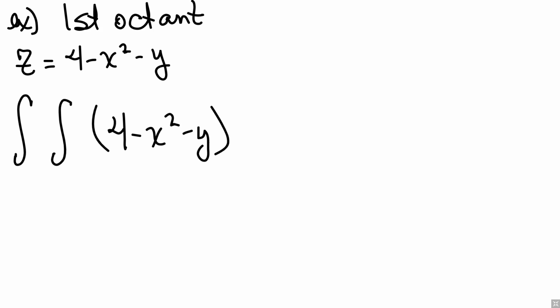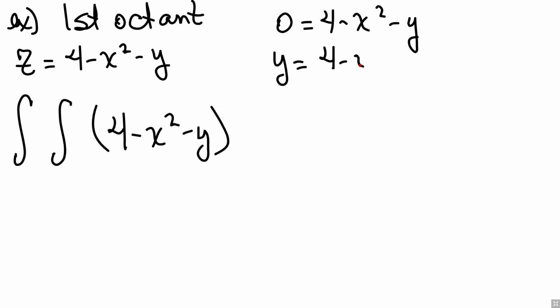All right, so if we let z be 0, basically what we're doing is shoving the plane down into the xy plane. So by setting z equals 0, I can rewrite this and say that y is equal to 4 minus x squared.